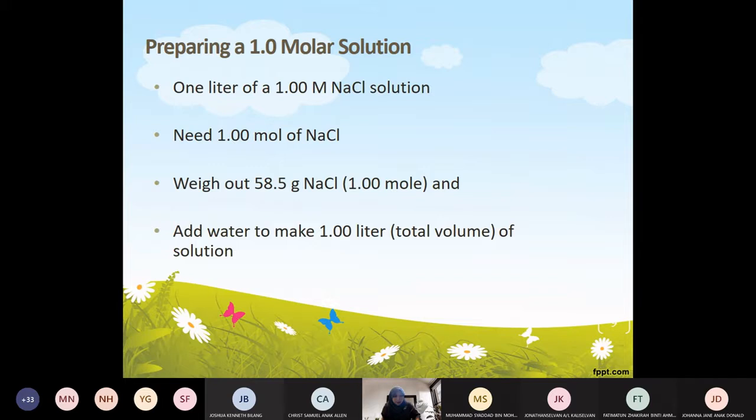Now, next we move on to how to prepare a 1 molar solution. For example, we want to prepare 1 liter of 1 molar sodium chloride salt solution. Okay, yang awak biasa makan kat dapur tu, garam. Table salt, sodium chloride. So we need to prepare this. How to prepare 1 liter?